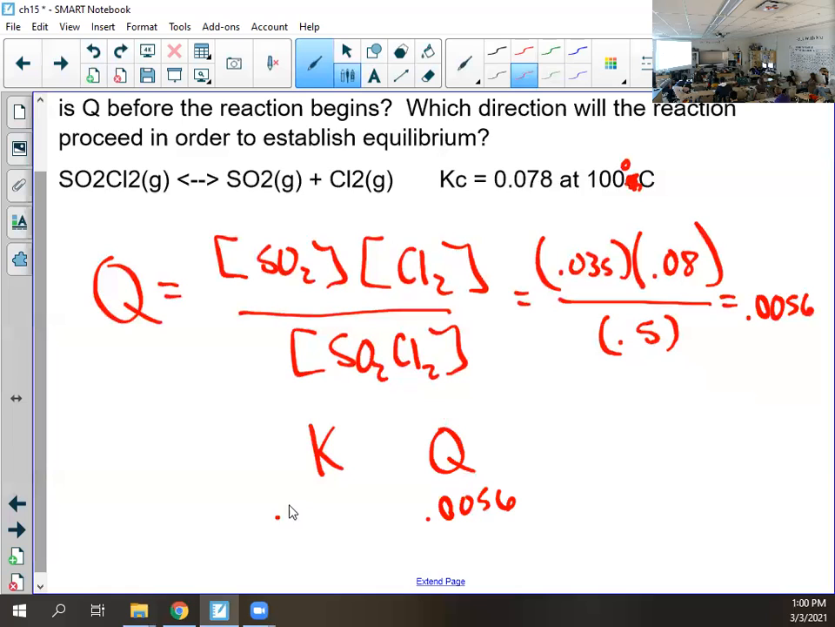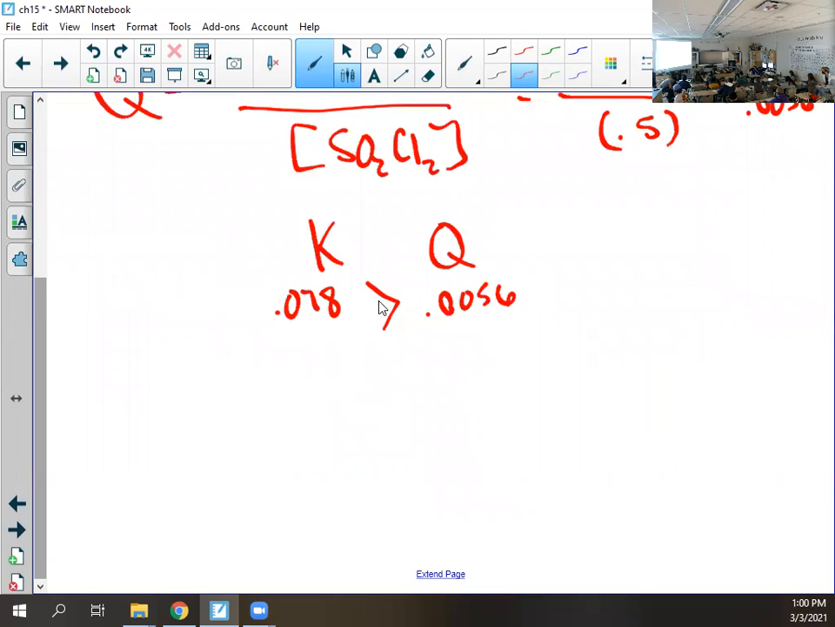And K is 0.078. Which one's greater? Okay. So that means that there's more products. So I need my reaction to move where? Towards products, same thing. So as Q gets closer to K, equilibrium is reached and you'll get more product.